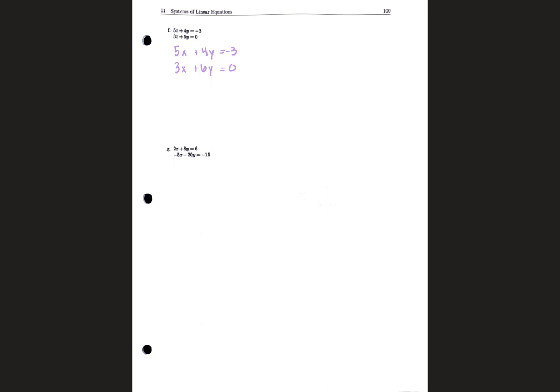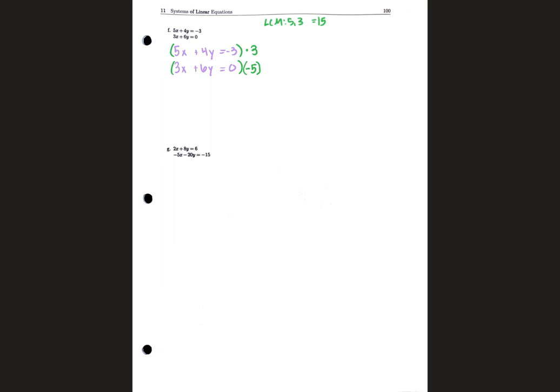I'll get rid of the x's. If you wanted to try and do the y's, you could. The thing about this one, I have 5 and 3. I'm looking for the LCM between 5 and 3. It would definitely be 15. Okay, so 5 times 3 is 15, and 3 times 5 is 15. Now the problem with this is we need to do one of them as a negative, because that is how we get them to cancel out.